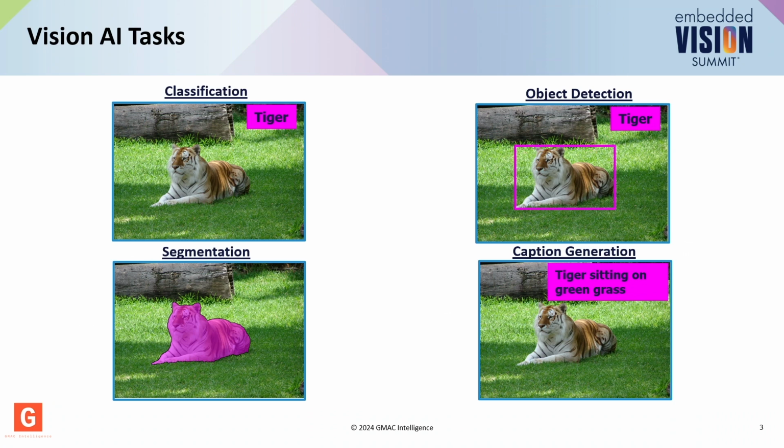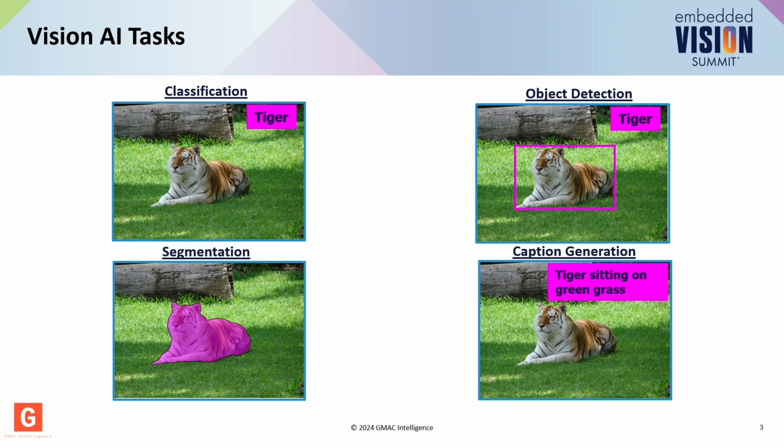All right, so I think most of you are probably familiar with the vision AI tasks on the slide, right? These range from image classification to object detection to segmentation to caption generation. What is common across all these tasks is that the input is always a visual input or an image. And the output depends upon the task at hand. In case of classification, the task is to generate a label which describes what is in the image, whether it's an airplane or tiger or whatever.